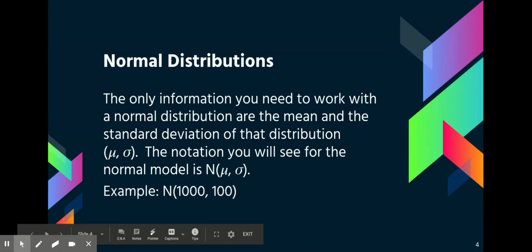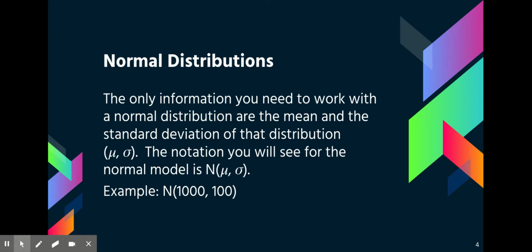Normal distributions. The only information you need to work with a normal distribution are the mean and the standard deviation of that distribution. That will be within parentheses, and we denote the mean with mu and standard deviation with sigma. The notation you will see for the normal model is a capital N, and then within the parentheses are the mean and the standard deviation, denoted with mu and sigma. For example, N(1,000, 100) would be the normal model with a mean of 1,000 and standard deviation of 100.